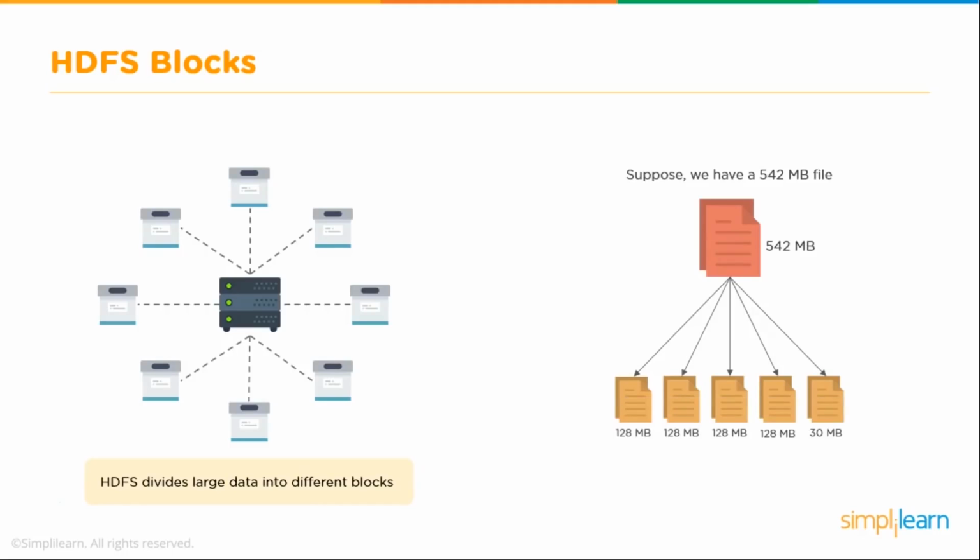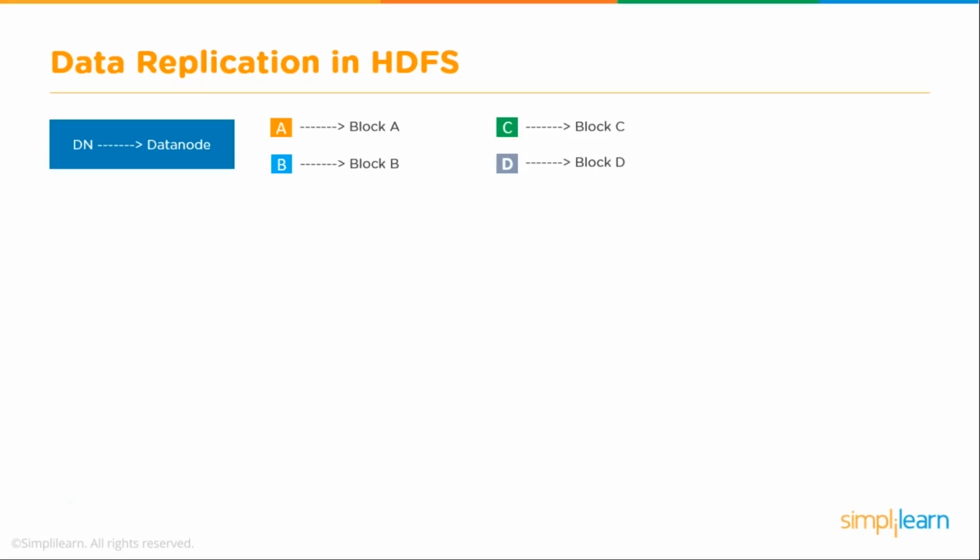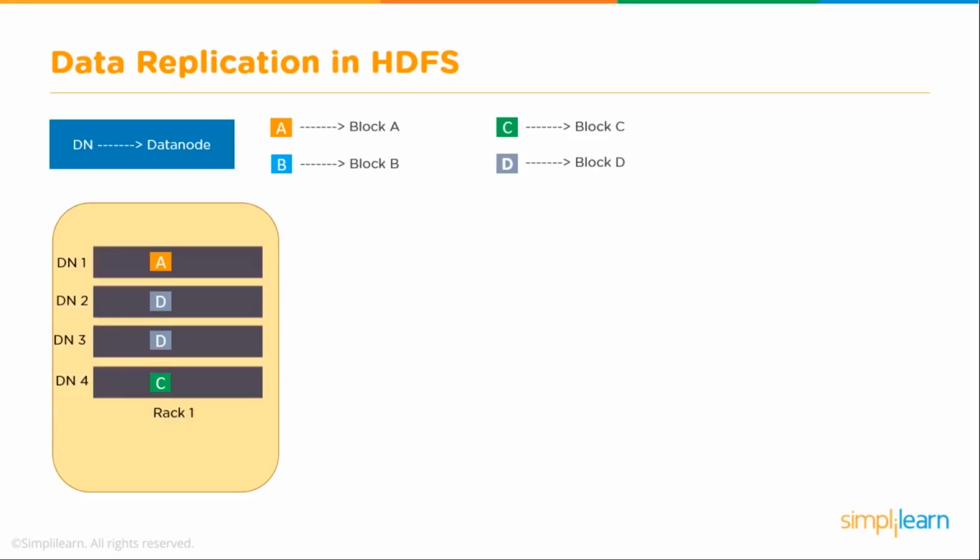Now this is how it would look if you would store a 542 MB file where we have 5 blocks, 4 blocks containing 128 MB data, and 1 block having data of 30 MB. Now when we talk about replication, the first rule of replication is that you would never have identical blocks sitting on the same data node. So if I have a block A on data node 1, I would never have a replica of block A on data node 1. So it would obviously be on some other machine.